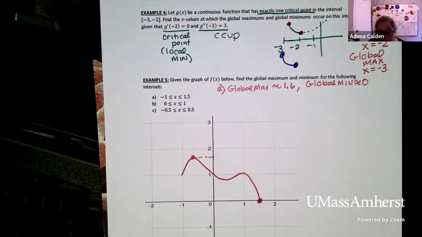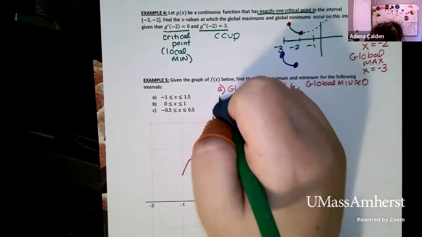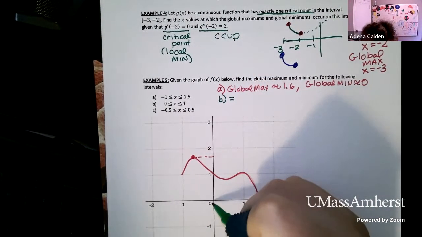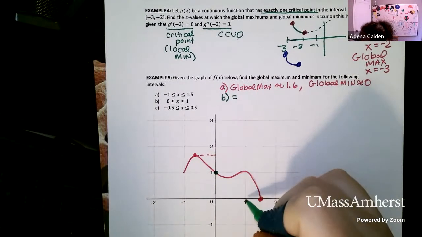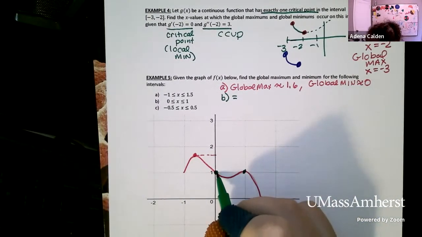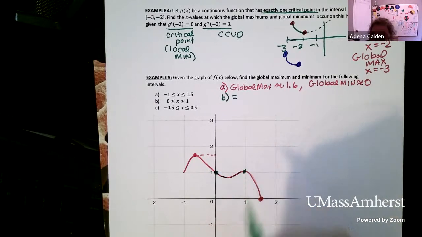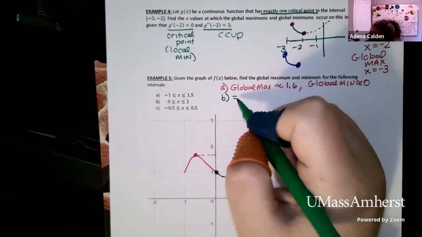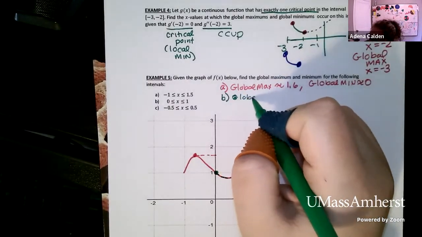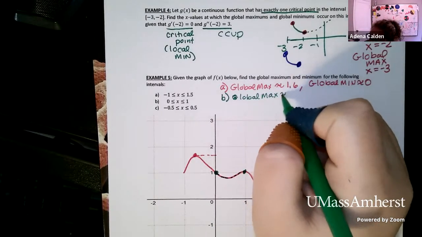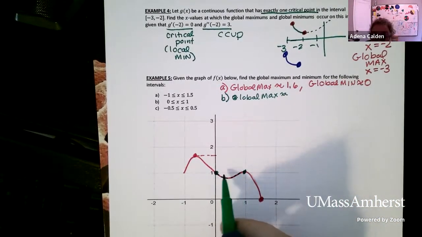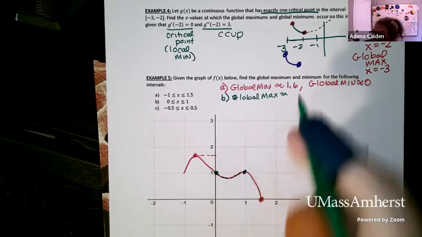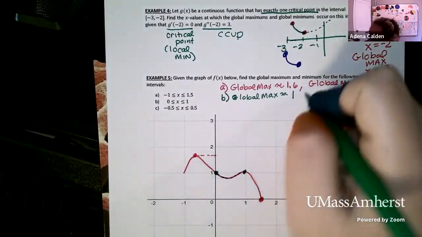So now when I look at interval B, I'm looking between 0 and 1. So I go up to 0 and I go up to 1, and I kind of just trace the interval between them. Now I'm just looking between these two dots, and I notice that my global max on this interval is at 1. It happens in two different places, at both 0 and 1, but the global max value is 1.